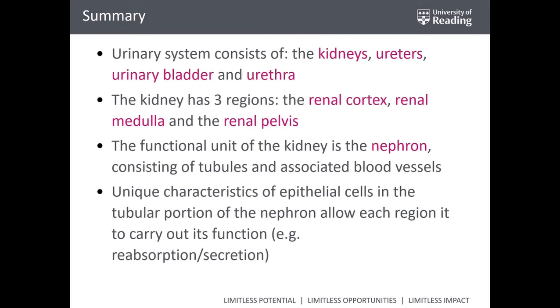So, to sum up for this week, the urinary system consists of kidneys, ureters, bladder, and urethra. The kidney itself has three regions: the cortex, the medulla, and the pelvis, also known as the hilus. The functional unit of the kidney is known as the nephron, and it has many tubules and associated vessels. The unique characteristics of the epithelial cells in the tubular portion of the nephron, usually a brush border, allow each region to carry out its function, which is mostly reabsorption and secretion.